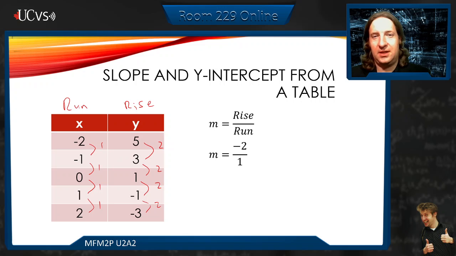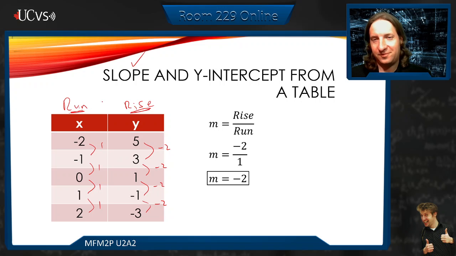Oh, my mistake. I'm going from 5 to 3, 3 to 1, 1 to -1. So that means I'm losing 2 each time. I was going too fast, I apologize. So my rise is -2. I'm going down by 2 each time. I'm running 1 each time. So my slope is -2. Okay, so I'm taking care of the slope.